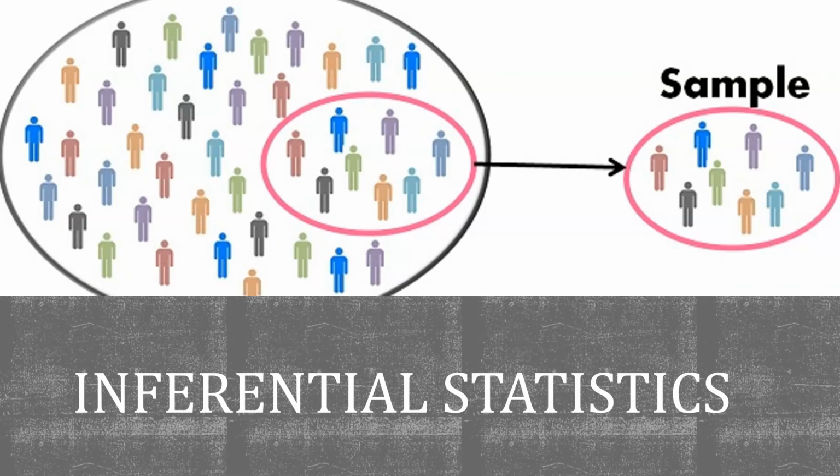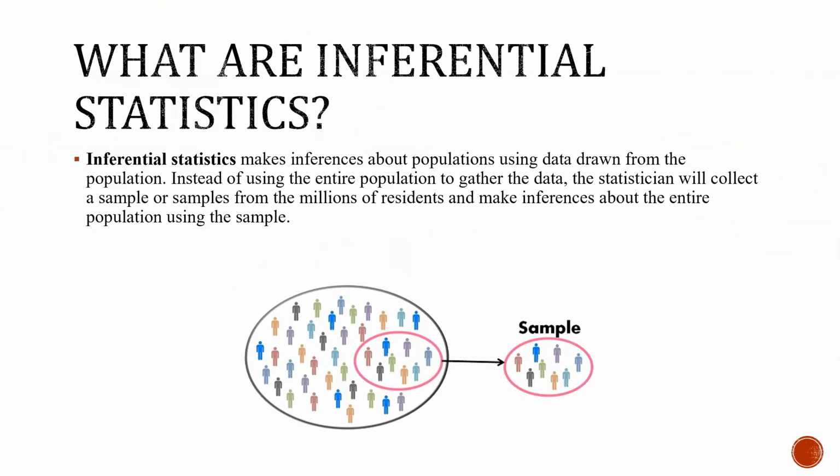This lesson is on inferential statistics. Inferential statistics makes inferences about populations using data drawn from the population. Instead of using the entire population to gather the data, the statistician will collect a sample or samples from the millions of residents and make inferences about the entire population using the sample.